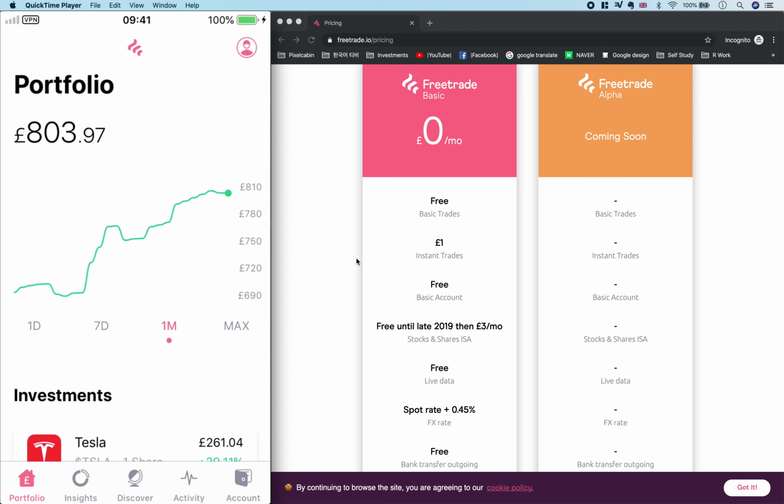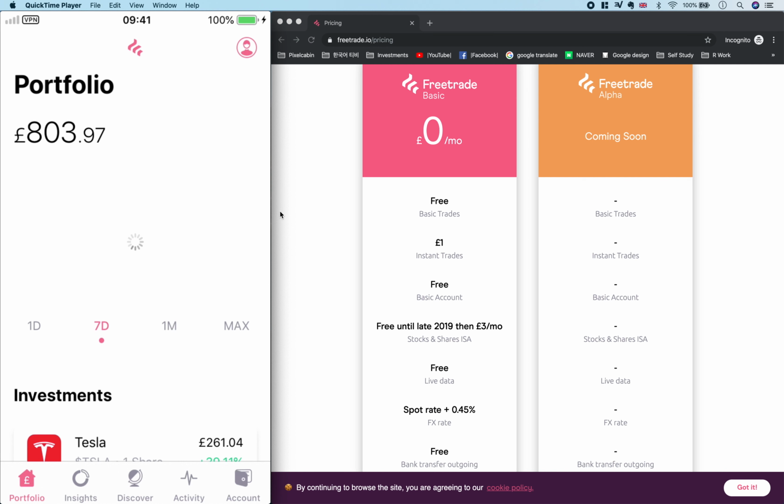So the portfolio has somewhat stagnated. But if I zoom in onto the max graph, we can see the staircase pattern, and that was whenever I put in a lump sum of money. Then at the lower end, we can see how there's just been price movements in the underlying assets that I bought. There hasn't really been much increase.